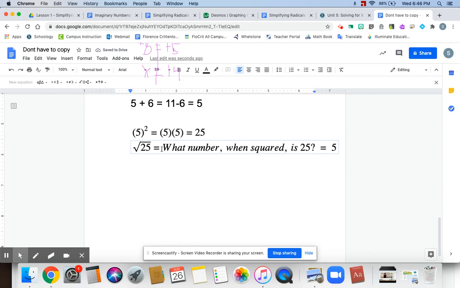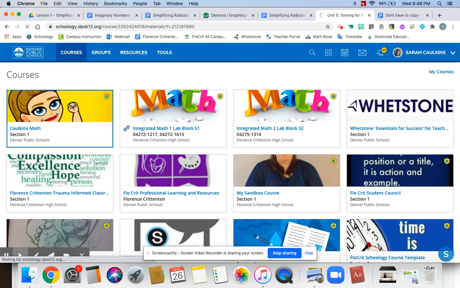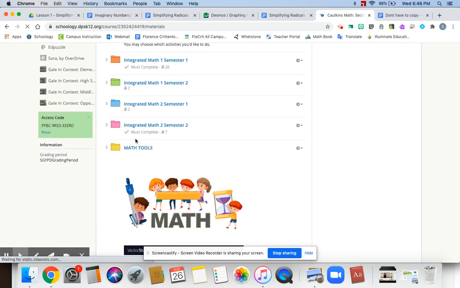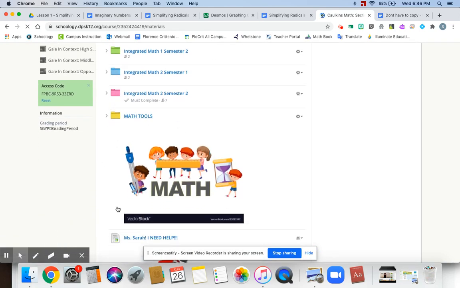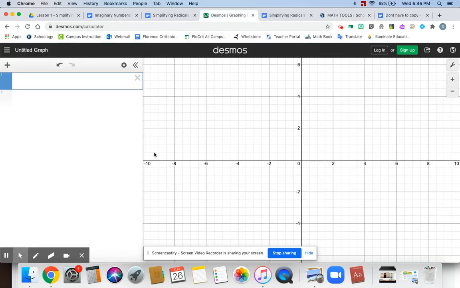So we have calculators that take square roots for us. If you go to my class and scroll down, there's this section that says Math Tools. And when you click on that folder, at the very top, the very first one is an online calculator. It's a great calculator. When you click on it, it's going to go to Desmos. It'll let you graph, and I'll teach you the graphing function when you need it.